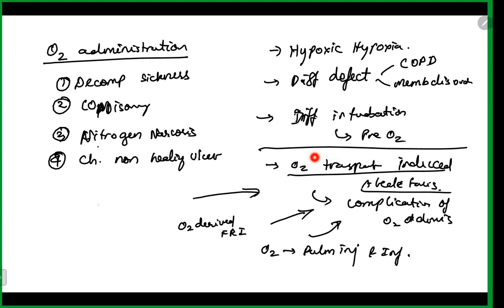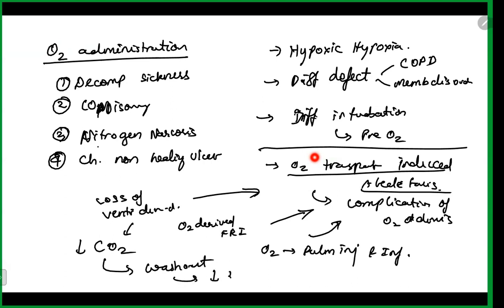And number 4 is going to be loss of ventilator-derived respiratory drive. So ventilation can cause a decrease in the carbon dioxide washout, that is going to lead to a decrease in the respiratory drive. Okay, those are the complications of oxygen administration.